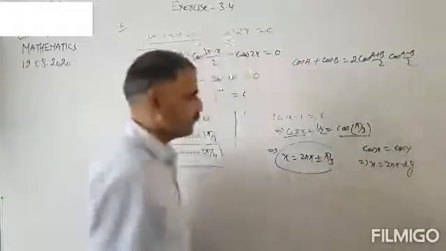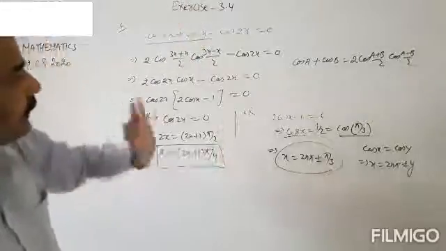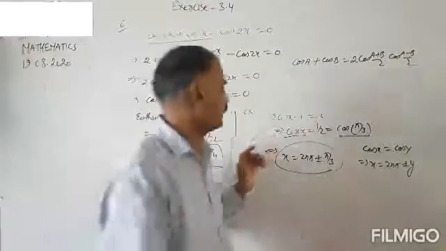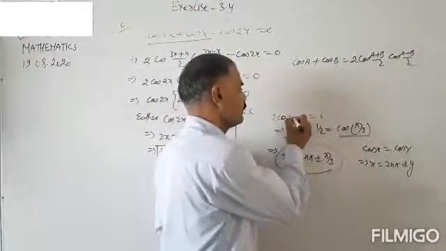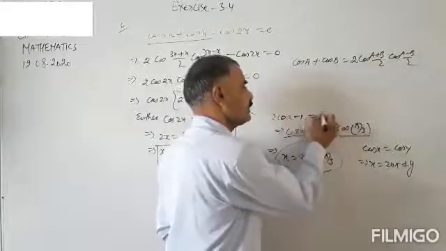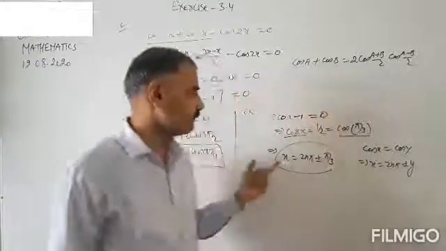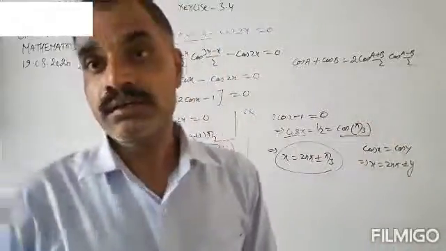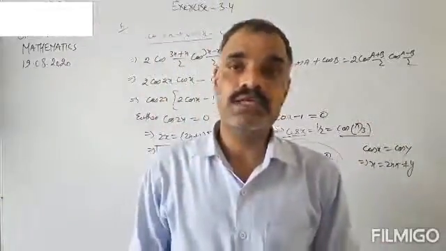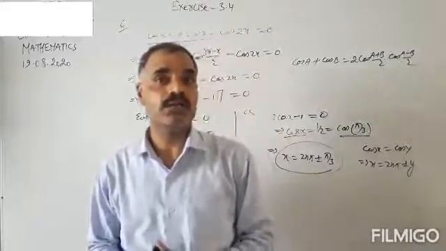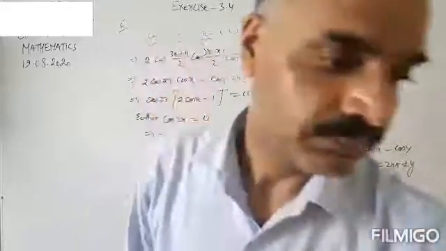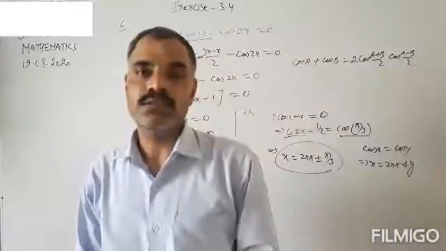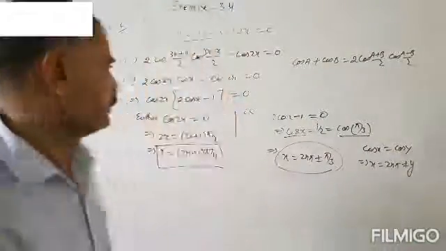So the second general solution of the given equation 2 cos x minus 1 equals 0 is x equals 2n pi plus minus pi by 3. In this way we can solve the given trigonometric equation.